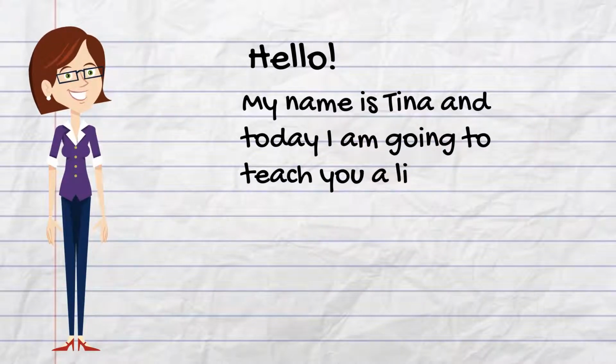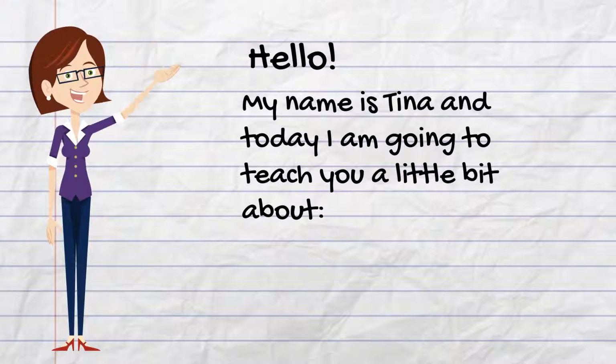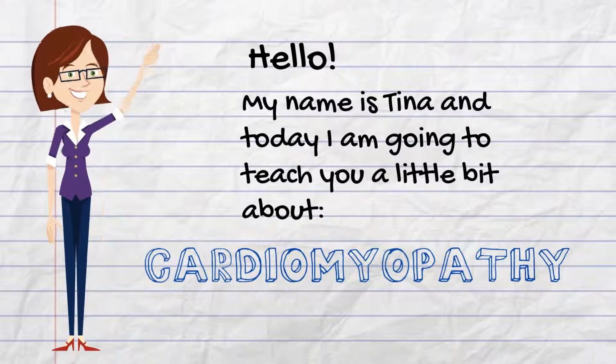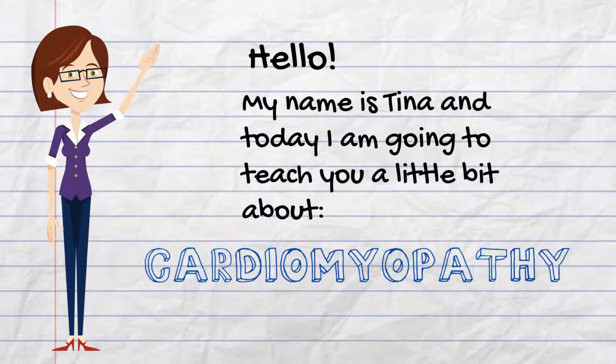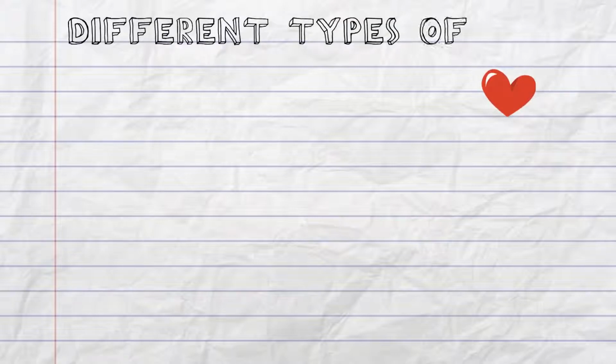Cardiomyopathy is a subacute or chronic disease of the cardiac muscle. Cardio meaning heart, myo meaning muscle, and pathy is disease of, or in layman's terms, disease of the heart muscle. So here we have the different types of cardiomyopathy.